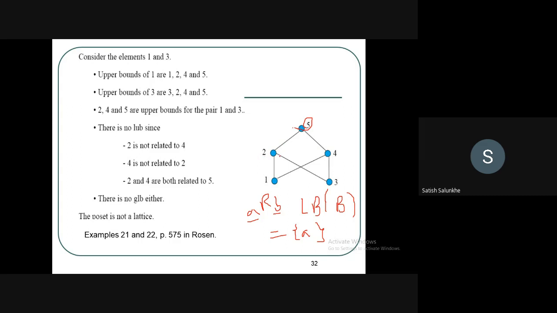If I want to find out the lower bound of 2, it is 2, 1, 3. The lower bound of 4 is 4, 1, 3. The lower bound of 1 is only 1. The lower bound of 3 is only 3. If I want to find out the lower bound of 5 and 4 together, it is basically 4, 1 and 3. What is the lower bound of 2 and 4? It is 2, 4, 1 and 3.